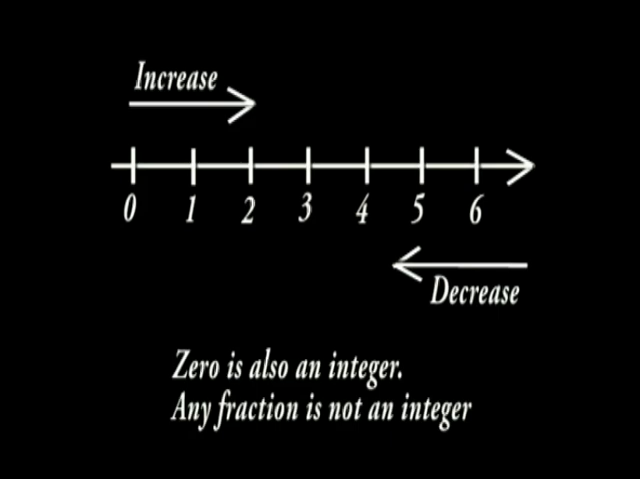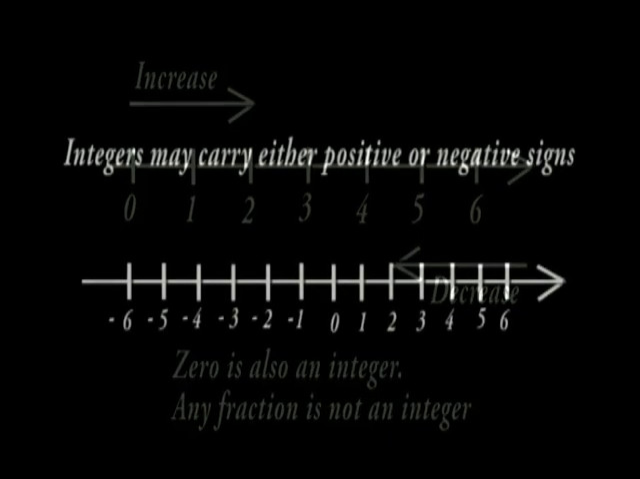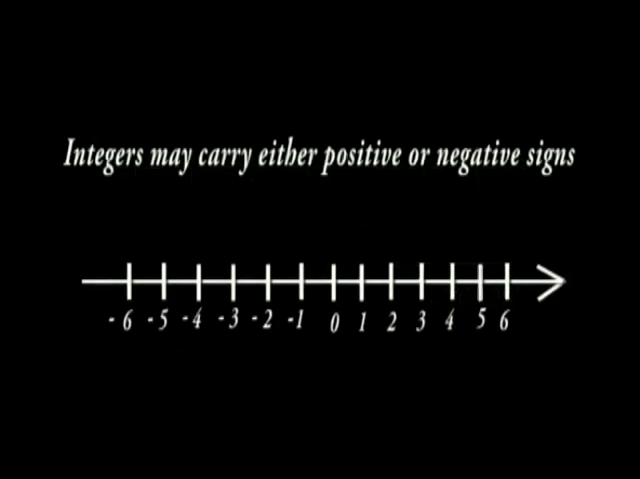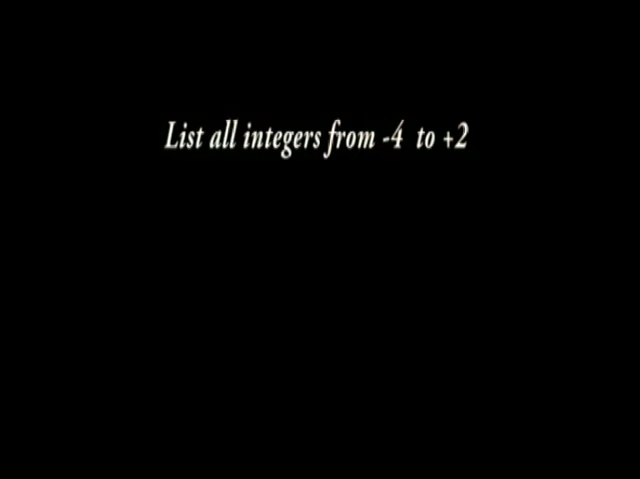It is important to note that 0 is also an integer. However, any fraction is not an integer. Integers may either carry a positive or negative sign. Consider another number line below. For example, list all the integers from -4 to +2. Our answer is -4, -3, -2, -1, 0, 1, and 2.